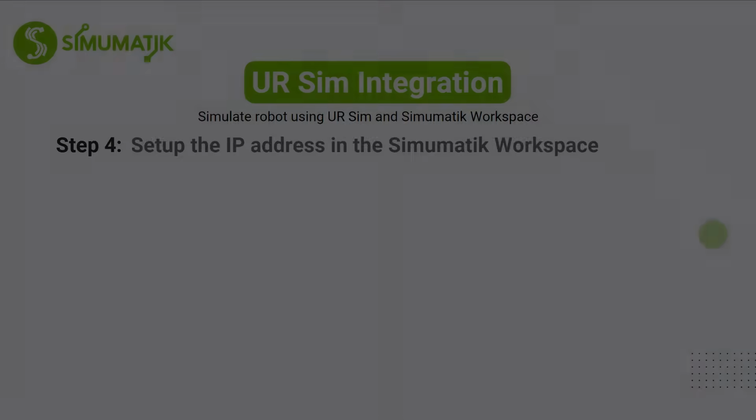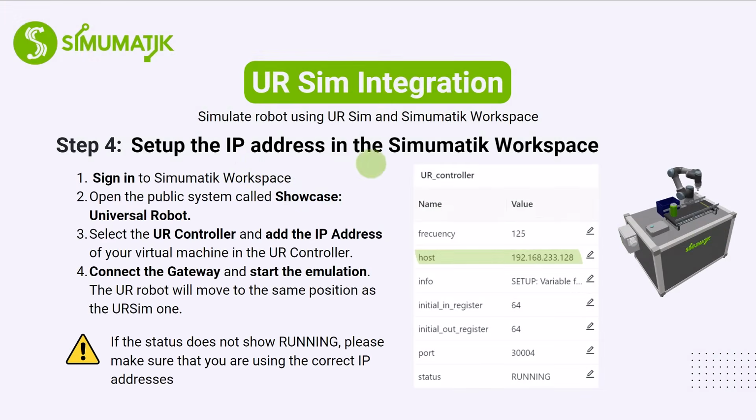The next step is step 4: set up the IP address in the Simumatik workspace. We have already created a workspace for you, which you can use directly. Step 1 is sign into the Simumatik workspace. Open the public system showcase universal robot. Select the controller and add the IP address. Connect the gateway, start the emulation. So we have 4 steps to follow.